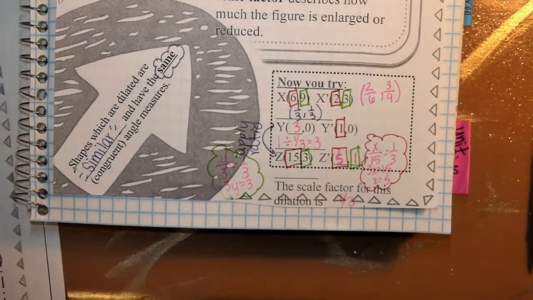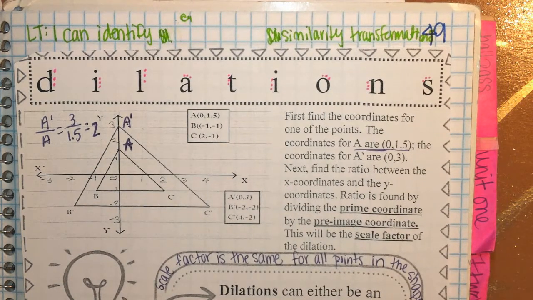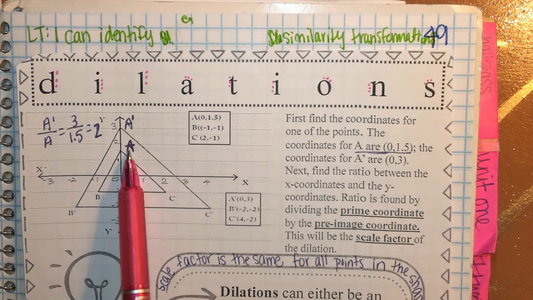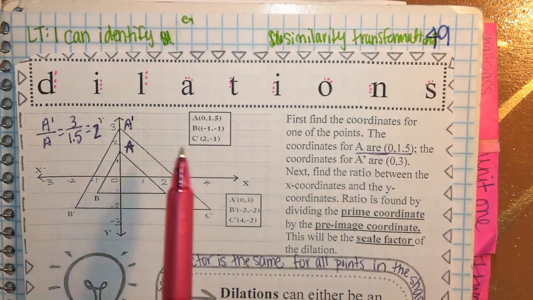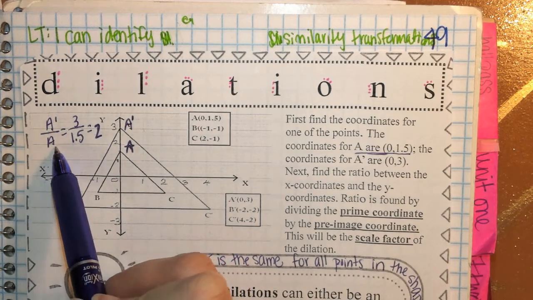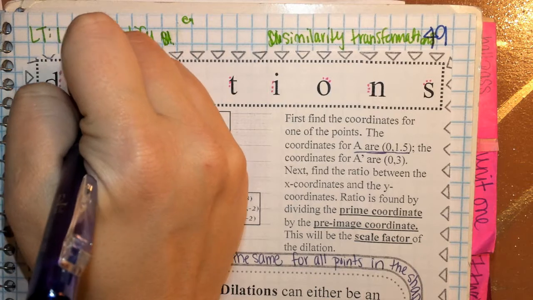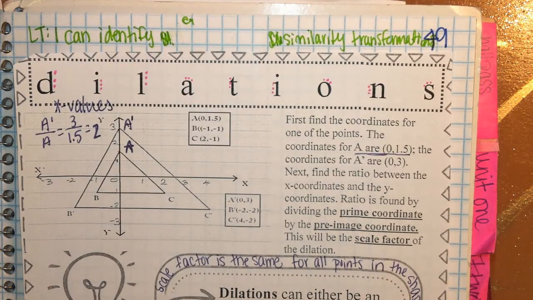So, let's walk back through what we did, just to be safe, okay? Now, the first thing we did was we found the coordinates of one of the points. The coordinates for A, which was this one, was 0, 1.5. And the coordinates for A prime were 0, 3. Then we found the ratio between the two, so we did our prime coordinate divided by our pre-image coordinate, which is just your A. So I did A prime divided by A, and I did my X values. And I got 2.